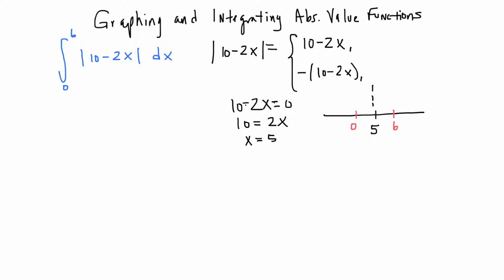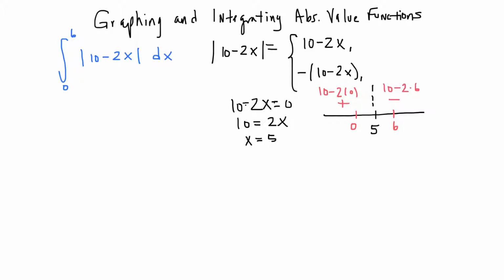And I plug it into the argument. Don't do the absolute value, just do the inside of the absolute value. So if I try 0, I'll have 10 minus 2 times 0, and that would be 10 minus 0, or positive. And if I try 6, I'll get 10 minus 2 times 6. That'll be 10 minus 12, which is negative.